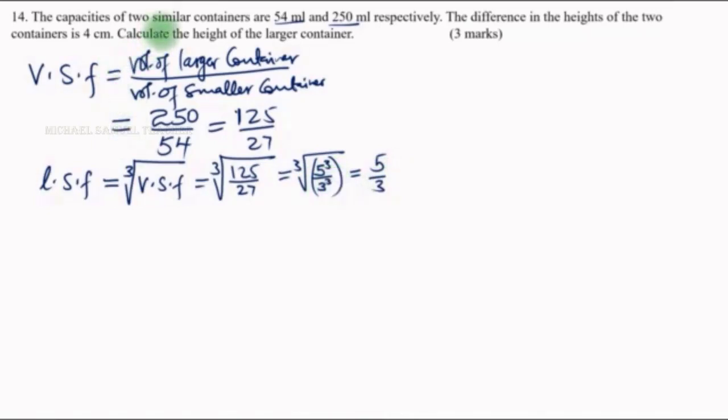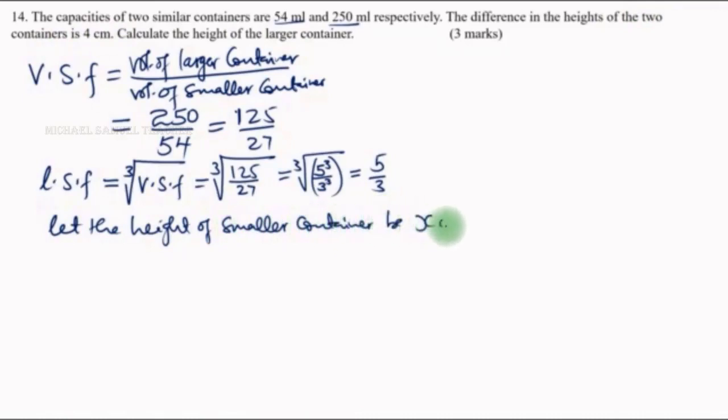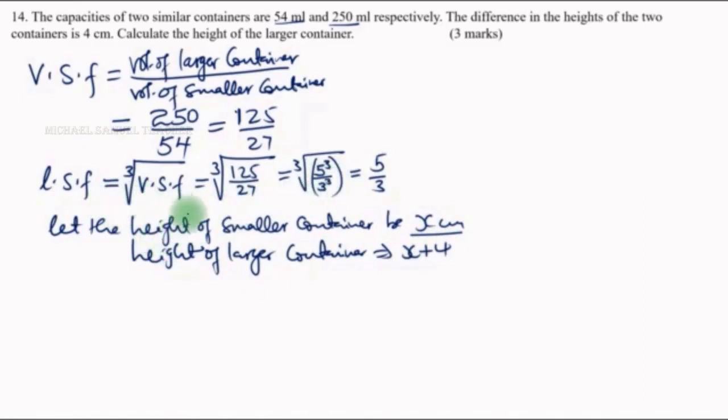And since we don't know the height of the smaller, the difference of the height of the two container is 4 centimeter. So let the height of smaller container be x centimeter. Then height of larger container will be x plus 4. Therefore, we can easily be able now to get the value of x, using the linear scale factor.